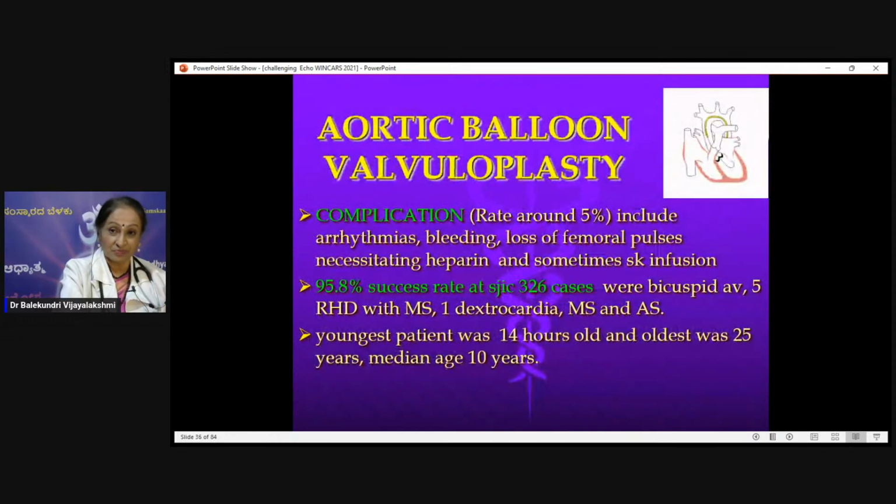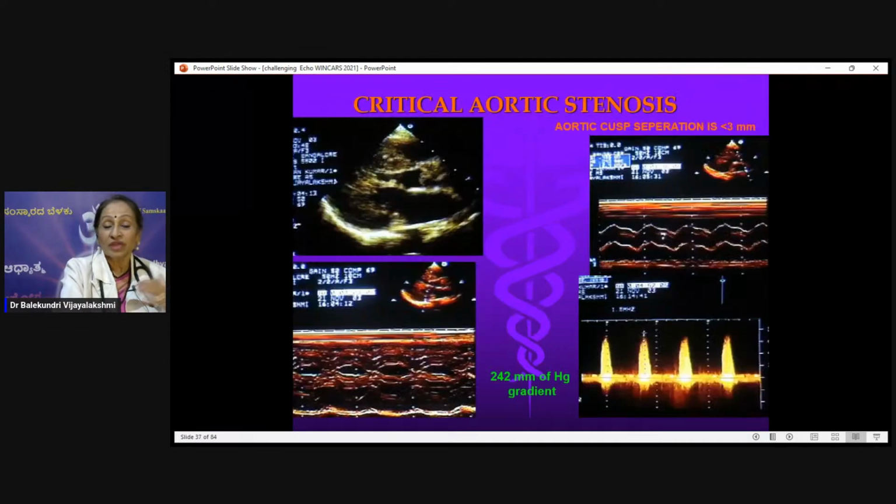So coming to the aortic valve, the complications are less than 5%, and today's success rate is very high. This is the highest gradient for which I have done balloon dilatation. The gradient was 242 millimeters across the aortic valve. You can see that the cusp separation is less than 3 millimeters.